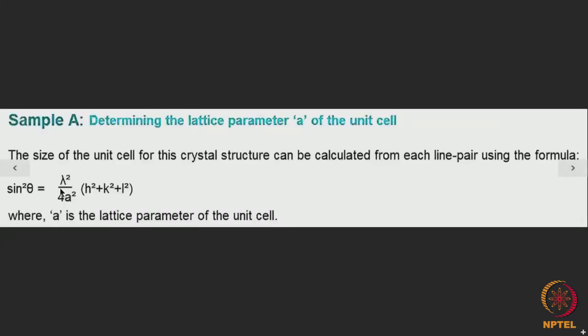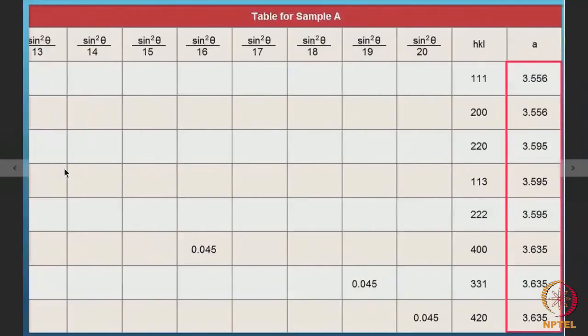So, from this relationship the value of a can be easily determined, and once we do that we can write down the value of a calculated from each and every line. So, this is the value of a calculated from line number 1, this is the value of a calculated from line number 2, this is the value of a calculated from line number 3, etc. Now, the question might be asked that a is a lattice parameter and it is a fixed quantity. So, how come we are getting all different values?